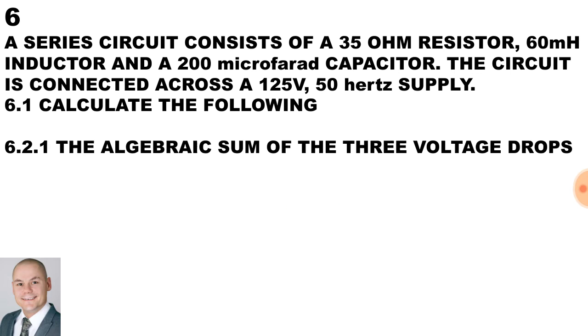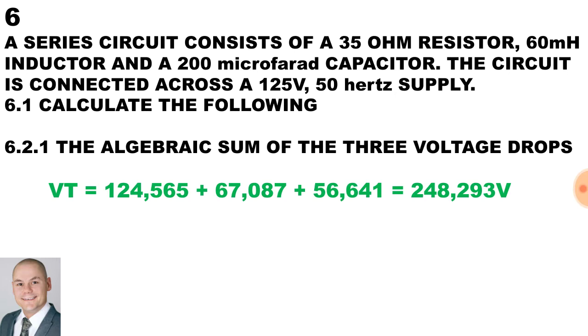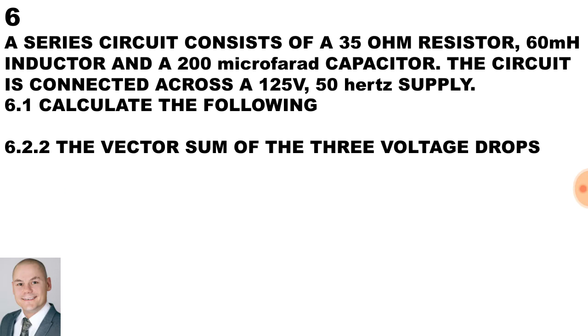Now, in the second part of this question, it asks calculate the algebraic sum of the 3 volt drops. Now, algebraic sum means all we do is we add up the voltages together and we get 248,293 volts.